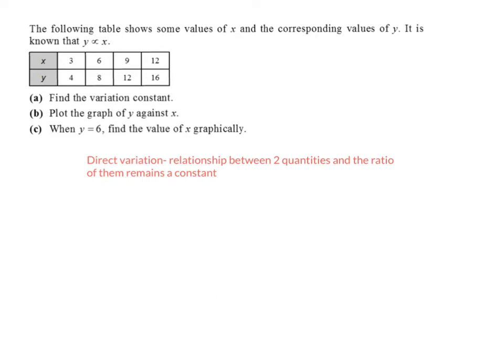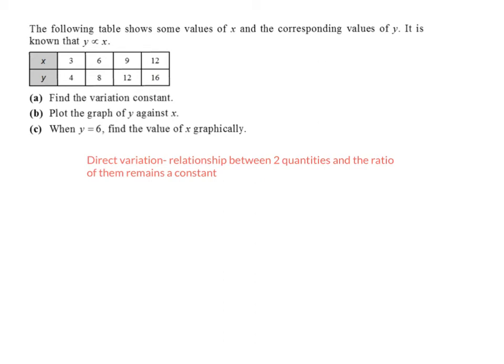A variation is a relationship between two or more quantities. Specifically, when we talk about direct variation, it's a relationship between two things, and the ratio of these two things is always a constant. For example, when I multiply x by 2 times, your y would also double. So if your x triples, the same thing will happen to y, etc. 4 times, 4 times. So this is exactly what it means by direct variation.